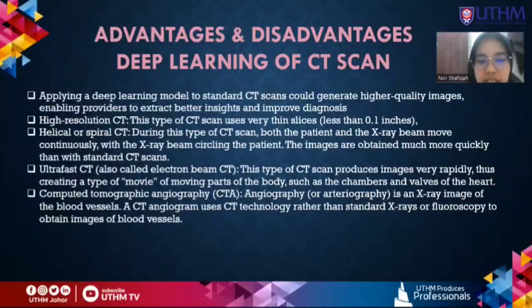Next is ultra fast CT. Ultra fast CT is also called electron beam CT. This type of CT can produce images very rapidly, thus creating images of moving parts of the body, such as the chambers and valves of the heart. So this scan may also be used to obtain information about calcium build-up inside the coronary arteries of the heart, but the helical scanner is much more common.